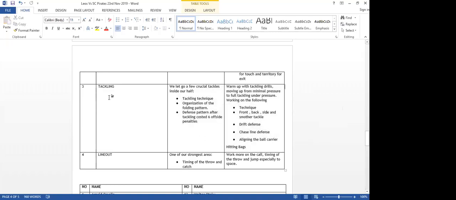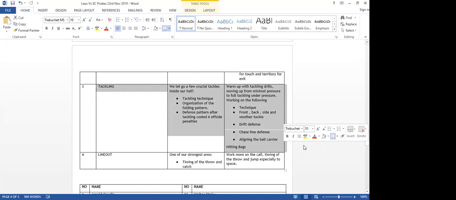Let's say you tackle above the waist, which you'll award the attacking player's penalty. So you have to go a bit low. Also, that is for player safety, both the attacker and the defender. So even if you're a defender, if you go low, it's also safer to you.